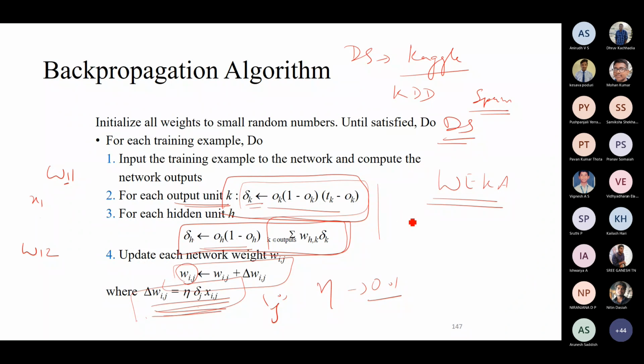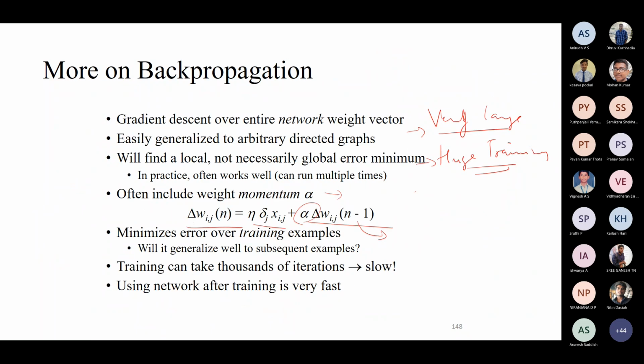Weka has all these training models, so you can try to do that. Here delta Wij is eta times delta j times xij. Delta j is the change, which is what we call delta h or delta k, depending on whether you are talking about the output unit or the hidden unit, and xij is the ith input to the jth unit.